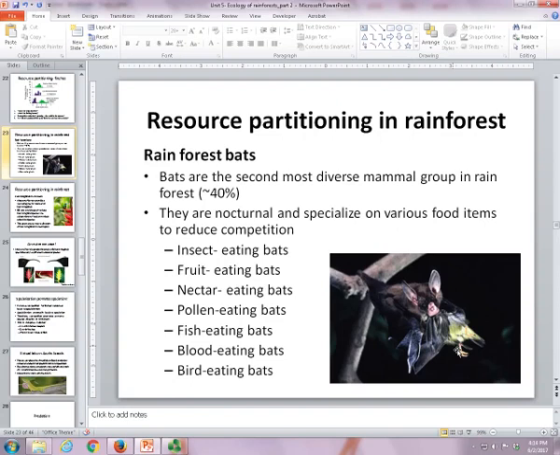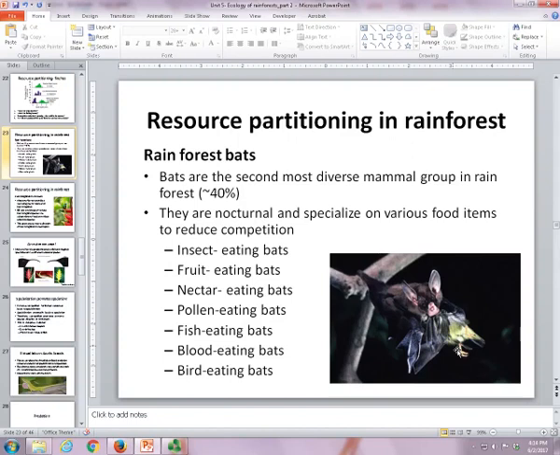Okay, so let's talk about a few more examples of resource partitioning in rainforests. As I mentioned before, rainforests have so many species, so you would expect lots of competition. In this case, rainforest bats. Bats are the second largest mammal group in rainforests, about 40% of all the mammals, and they are nocturnal. So how did they actually avoid competition with each other?